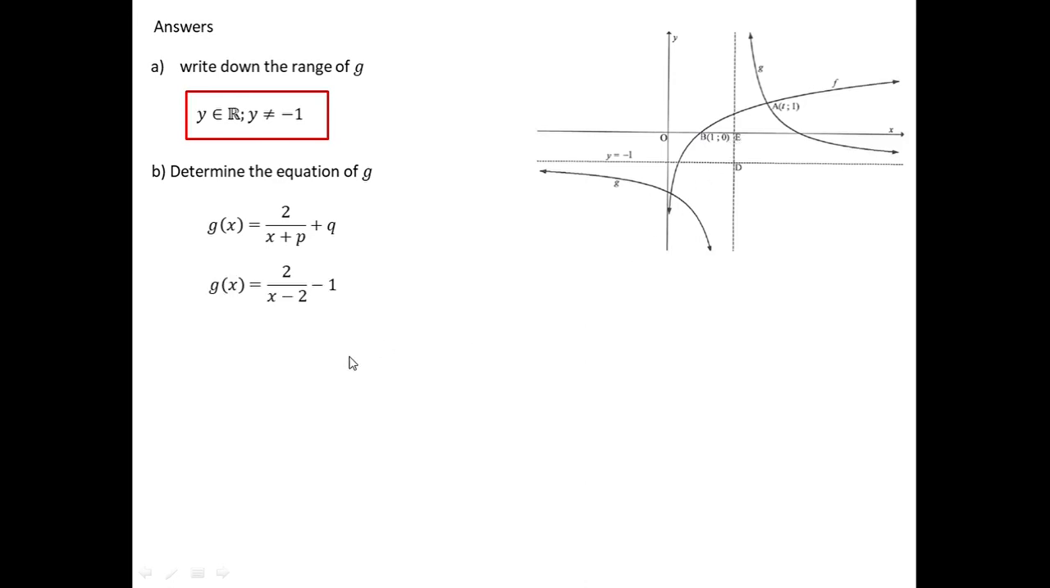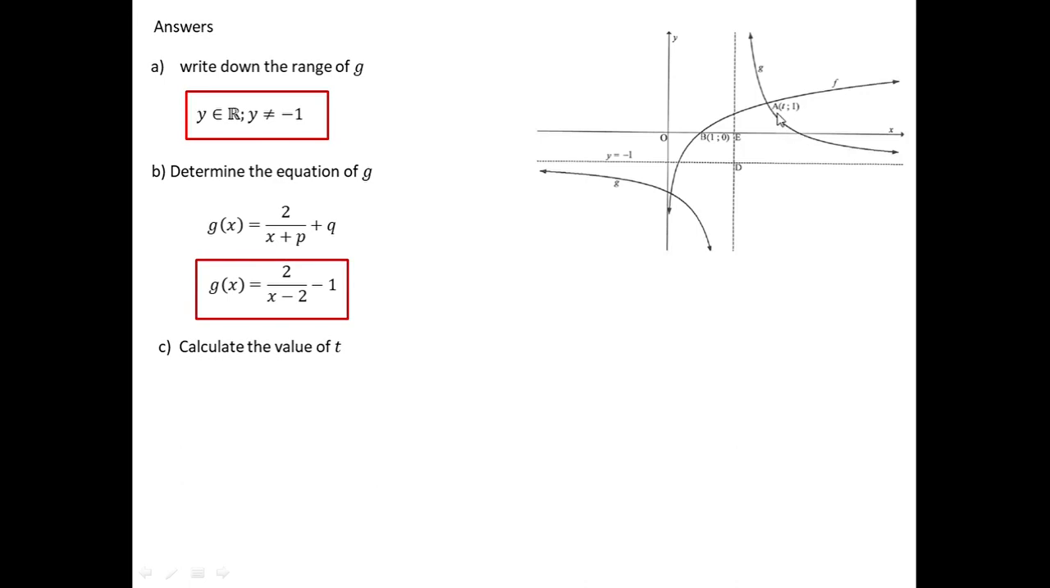So we can fill in our information there. There's our horizontal asymptote. There's our vertical asymptote. Remember, with our vertical asymptote, we always use the opposite sign. So this x coordinate here was positive 2, so it must be minus 2 in our equation. There we go. Question C, calculate the value of t.